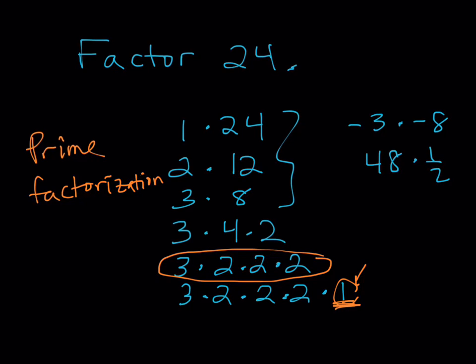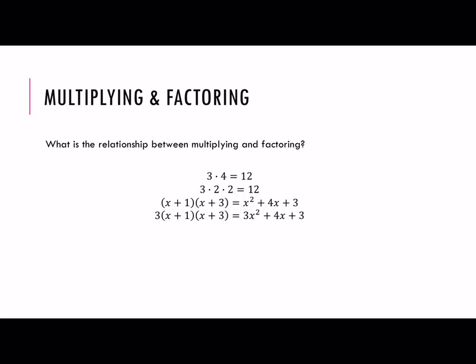All right, so each number has a unique prime factorization, and what we want to do for algebraic expressions, a lot of times we'll just say factor, and it's implied that we're looking for something similar to a prime factorization. In algebra, we just call it irreducible instead of prime.